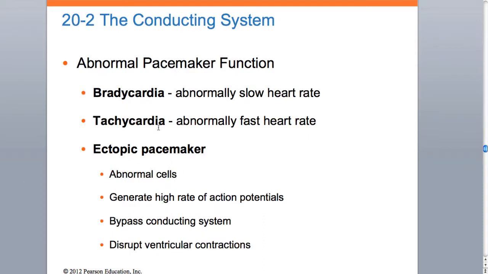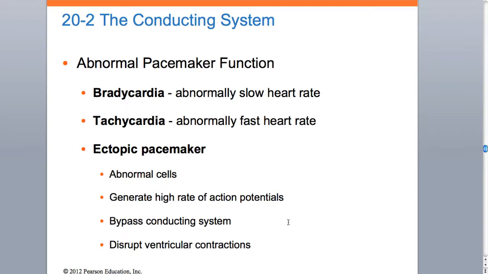Bradycardia, tachycardia. Bradycardia is slow heart rate. Tachycardia is fast heart rate. Now, these four at the bottom are reasons why your EKG would get messed up. So if you have a damage, a disease, an injury, whatever it is, it's going to relate to these four.